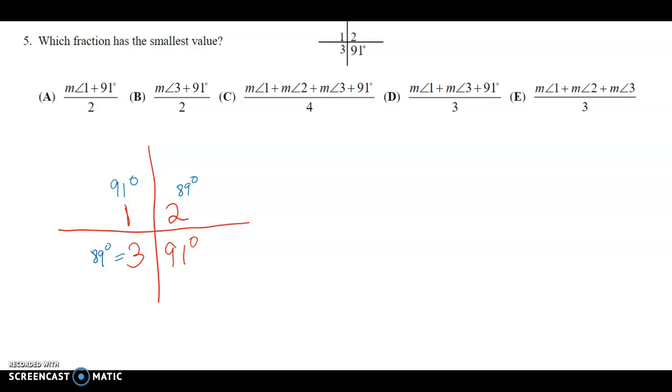Okay, so what am I looking at? I'm not going to do all the addition. I'm just going to write underneath here. Angle 1 would be 91 plus 91 over 2. So I know this is 91 because it's the average of the two numbers. Measure of angle 3 is supplementary to 91. So this is going to be 180 over 2, or 90. So this is smaller so far.